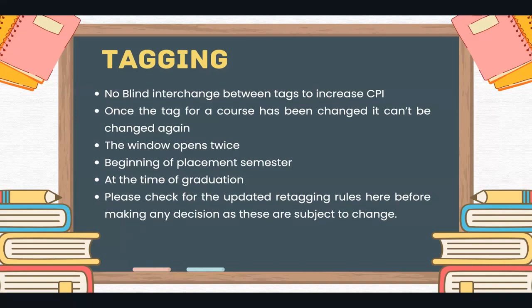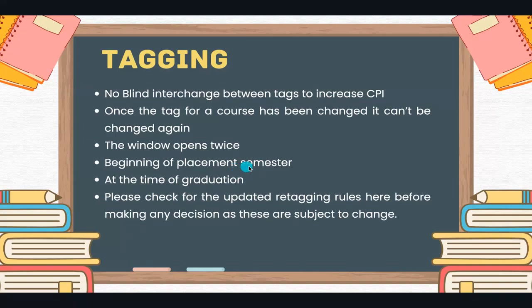Very importantly, once the tag for a course has been changed, it can't be changed again, because the window opens only twice. Firstly, it opens at the beginning of your placement semester. If you are a BTech student, you will be sitting for placements in the seventh semester, so the tagging window will open at the beginning of your seventh semester, and again at the time of your graduation, that is at the end of your eighth semester.